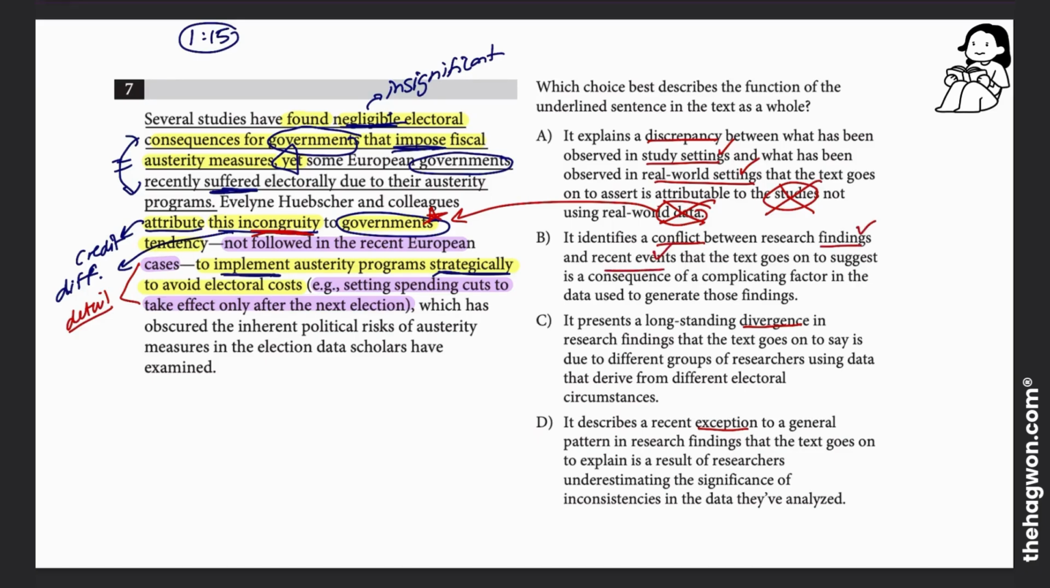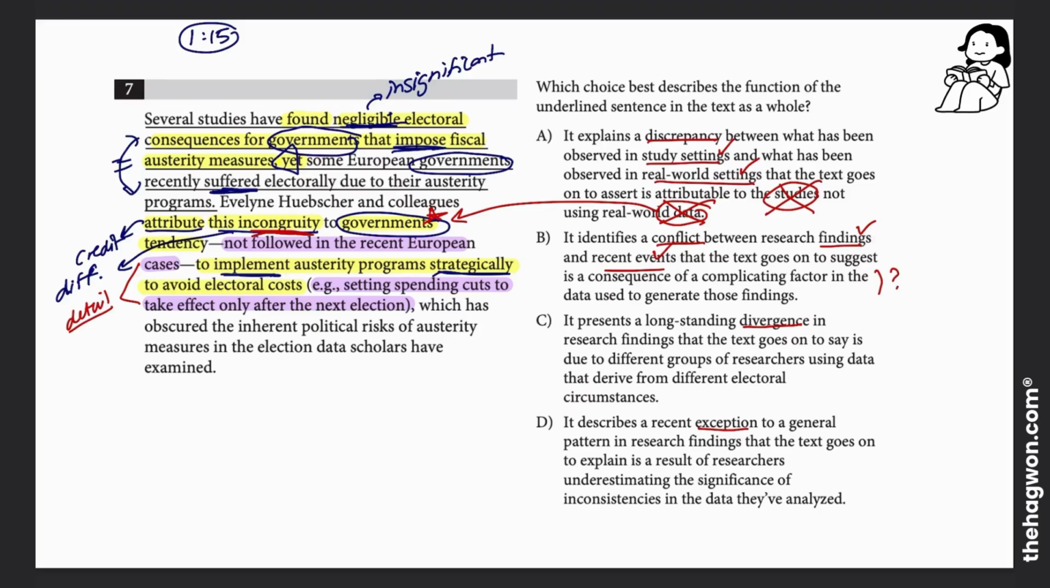Answer choice B then says there's a difference between the findings, all right, and the recent events. Okay, I like that. Then the text goes on to suggest it is a consequence of a complicating factor in the data used to generate those findings. Now, the first time I read this, I go question mark. It's very general, and they don't really use any of the words I saw in the passage. So I'm a little confused, but there's nothing in there that is a definite no. So I'm going to leave that for now. Now I'm going to go on to answer choice C.